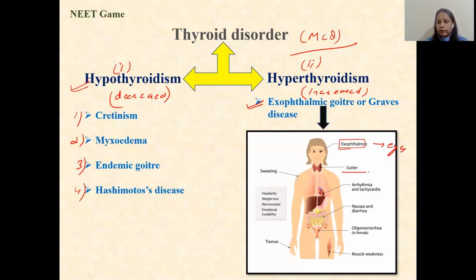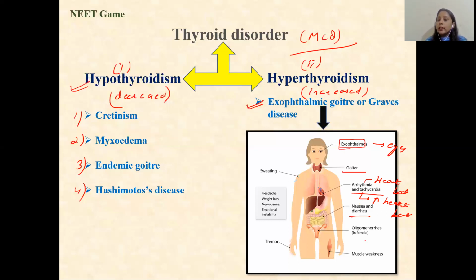Second thing, goiter. Definitely goiter will be there. Arrhythmias and tachycardia. What are arrhythmias? Irregularities in the heartbeat are arrhythmias. Second, what is tachycardia? An increased heartbeat is tachycardia. This is another symptom of hyperthyroidism.